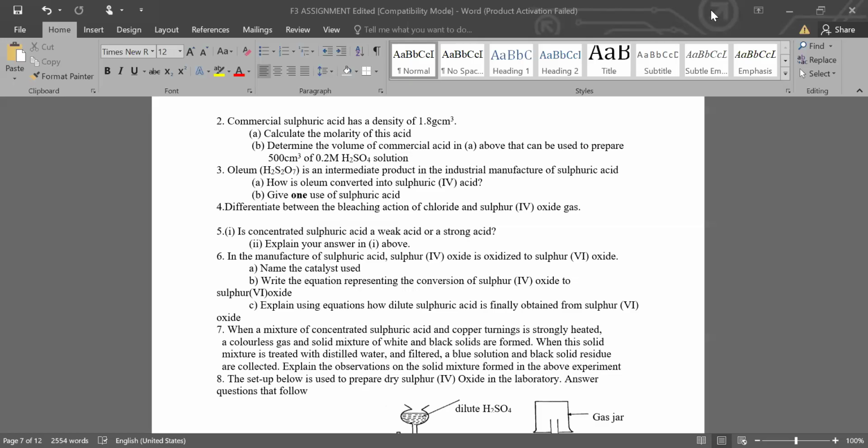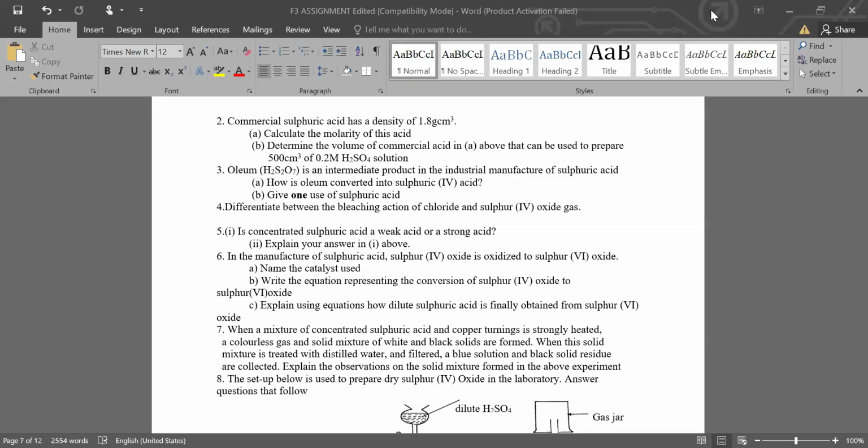Differentiate between the bleaching action of chlorine, not chloride, and that is chlorine gas and sulfur 4 oxide gas. Both of them are bleaching. The bleaching action of chlorine and that of sulfur 4 oxide, they are different.